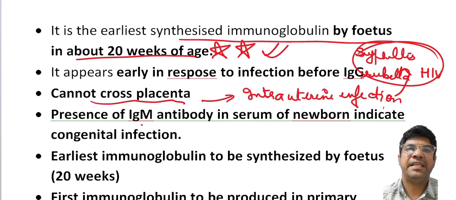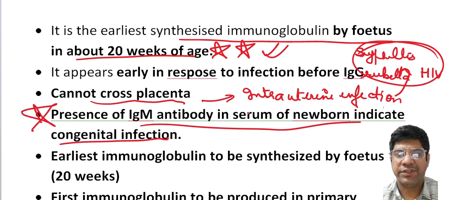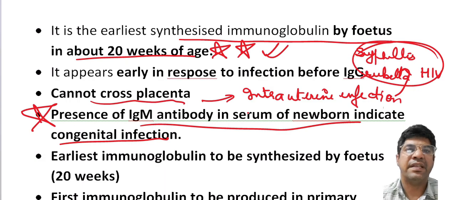So presence of IgM antibodies in the serum of a newborn would indicate congenital infection. IgM is relatively short-lived and disappears from the bloodstream earlier than IgG. So presence of IgM in serum is an indication of recent infection.